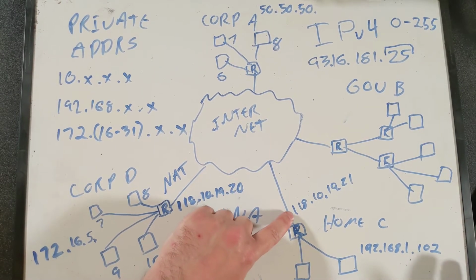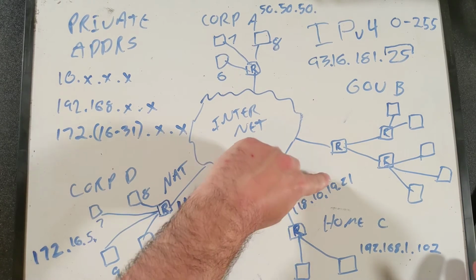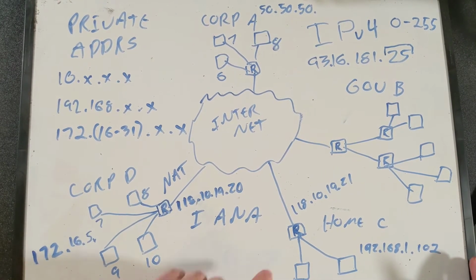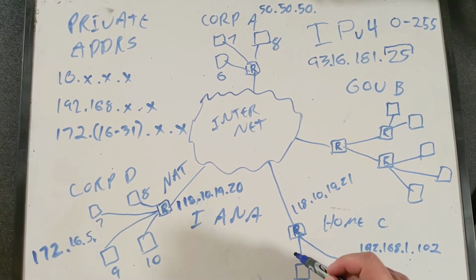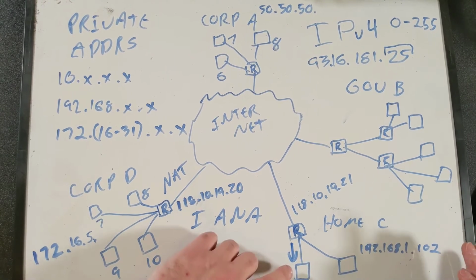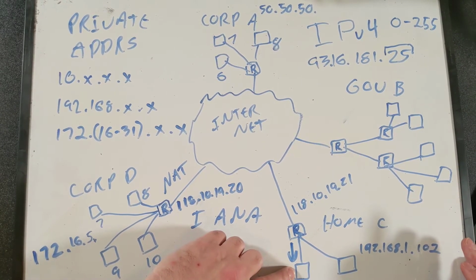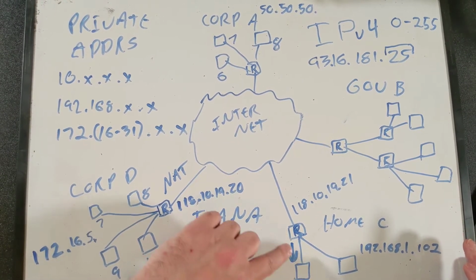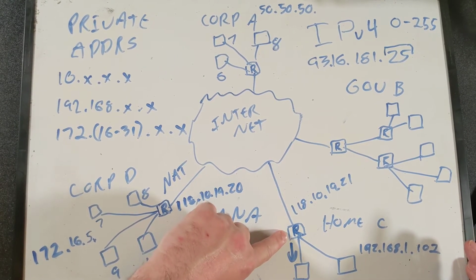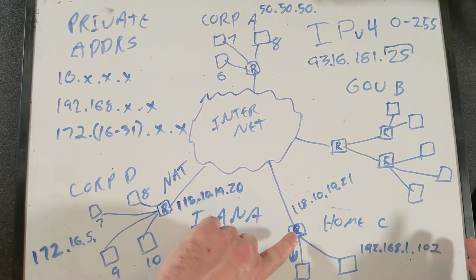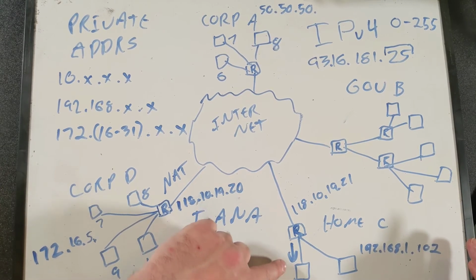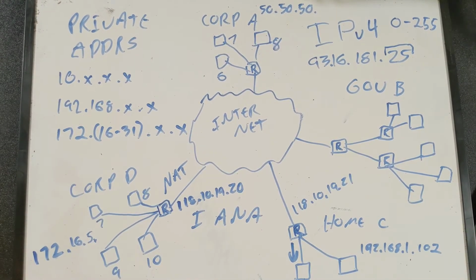So requests coming in to 118.10.19.21 port 80 will get forwarded by this router onto some other machine, and then if there's a web server running on this local machine, it can go ahead and respond. The translation will happen then sort of in the other direction so that the response to that web request can get sent back to whoever requested it.